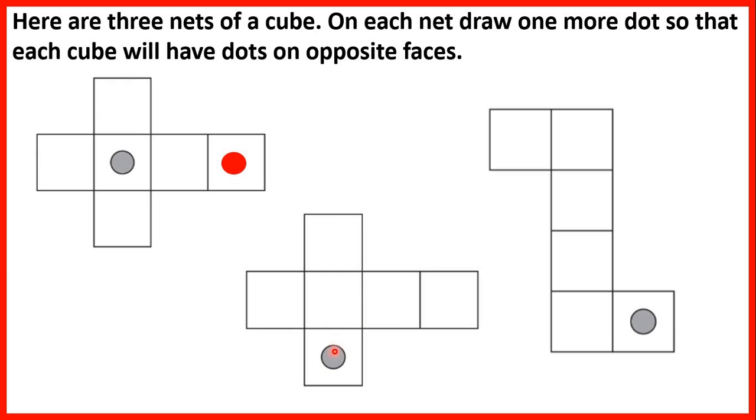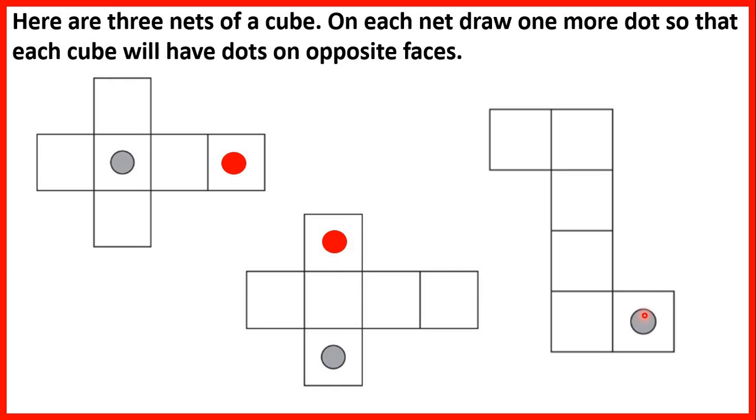Now here, if we imagine this face with the dot is the base or bottom of the cube, this face will fold up, these faces will fold around. When this face folds round, this face on the end will fold all the way round and cover this edge, and this face here, once this face has folded up, this face will fold over the top. So we need our dot on this face here.